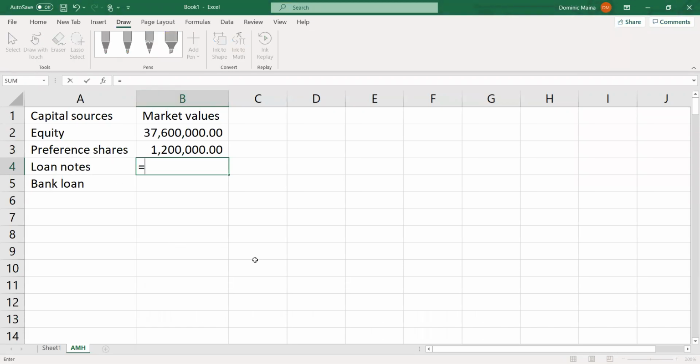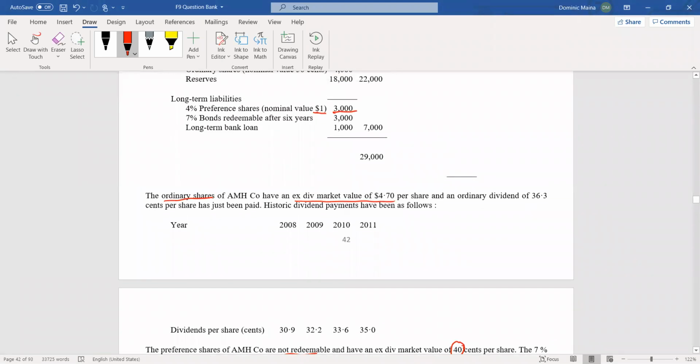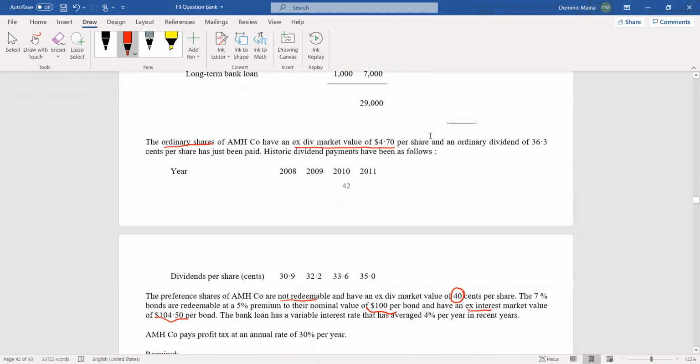Then next we get the market value of the note. The nominal value is 100, ex interest market value is 104.5, and the total nominal value we are told is 3 million. You can see it here, 3 million. Therefore, 3 million divided by 100, we multiply by 104.5, to give the total market value.